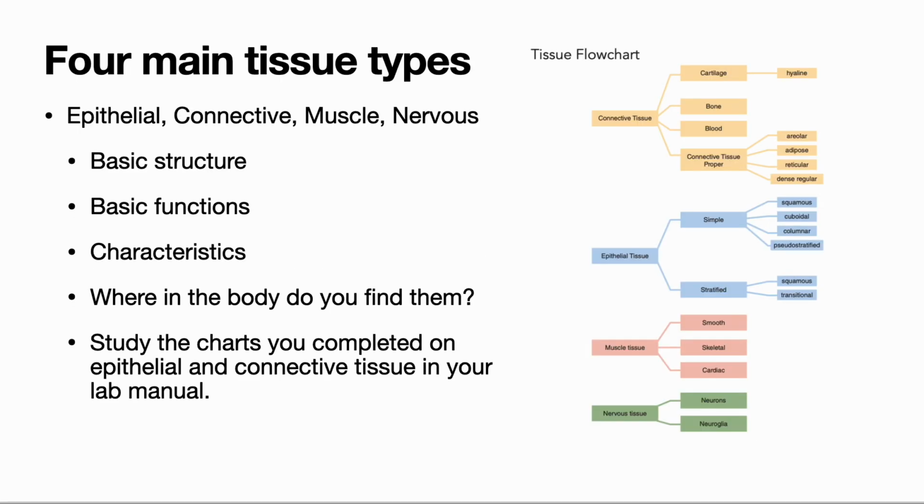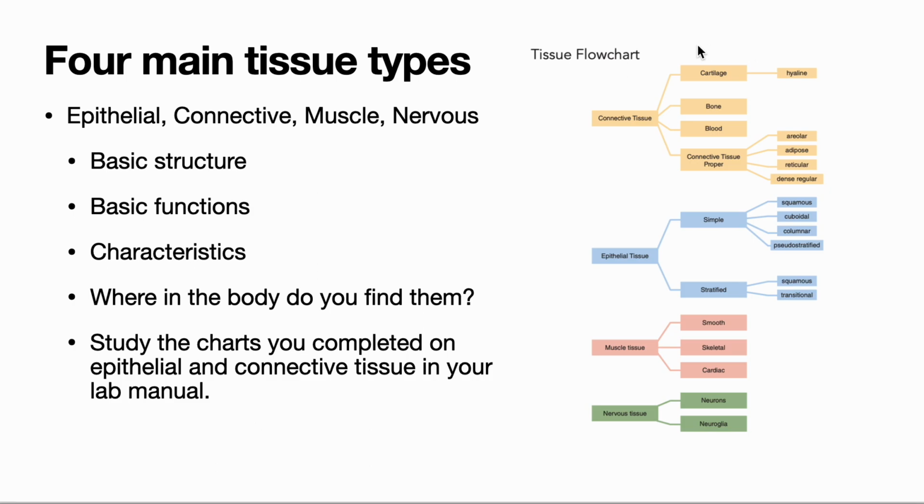So let's start by just reminding ourselves that there are 4 main tissue types that you are responsible for knowing all about. And in your lab manual, there is this pretty little flow chart over here. I really recommend that you spend some time with it and honestly just commit it to memory. Because when you organize information in your mind, it makes it so much easier to pull that information out later and to understand the relationships between them.